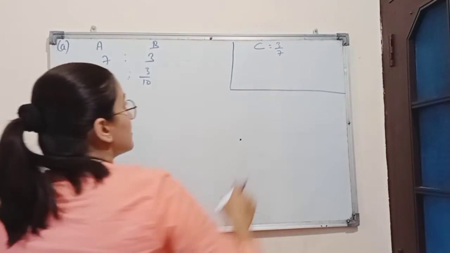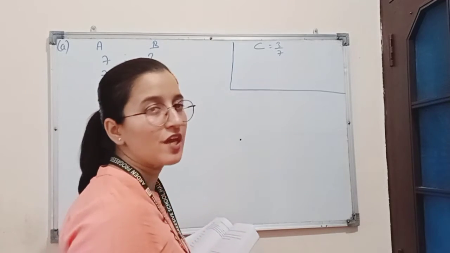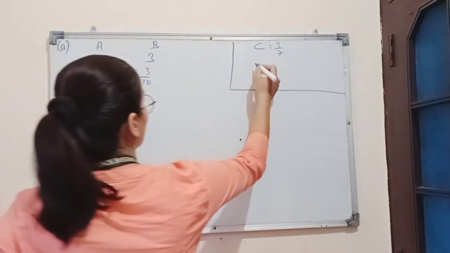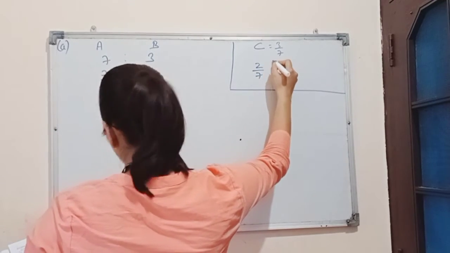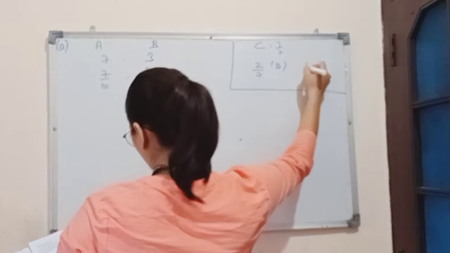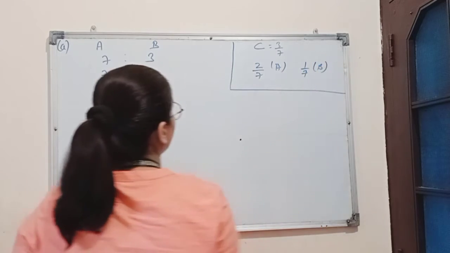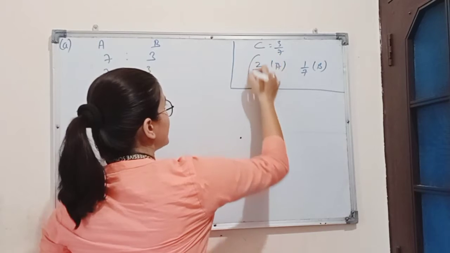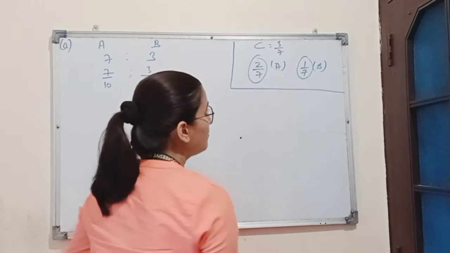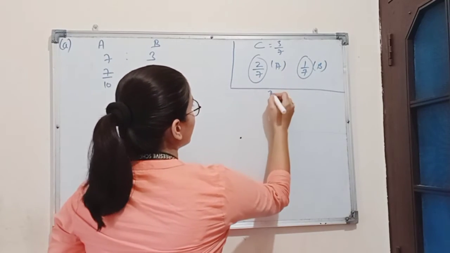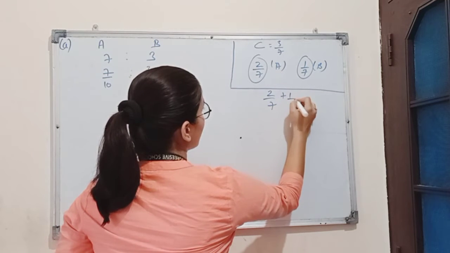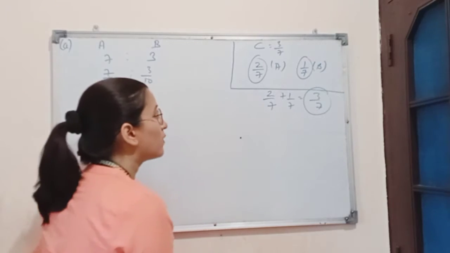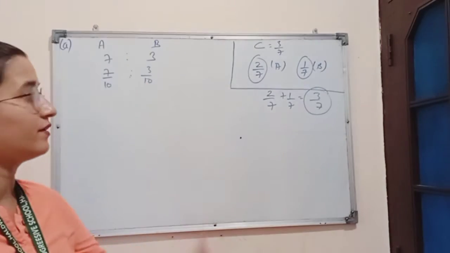Now, C is having a share of 3/7 which he is acquiring 2/7 from A and 1/7 from B. C is getting 3/7 share by acquiring 2/7 from A and 1/7 from B. If we add 2/7 and 1/7, we will get 3/7. So 3/7 share has been acquired by C from the old partners.